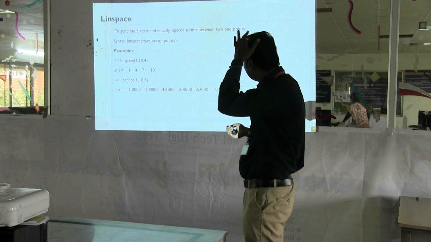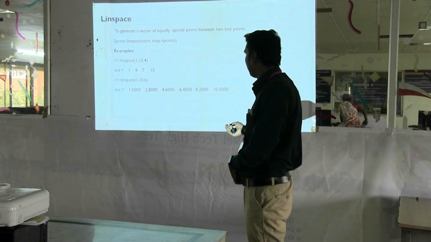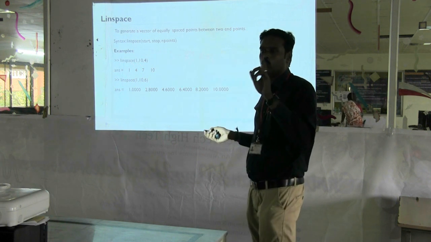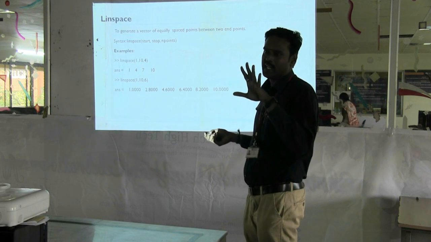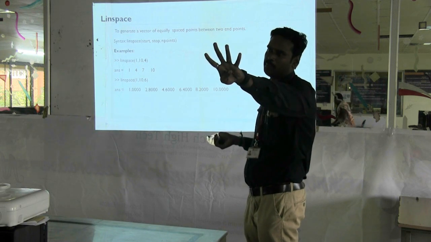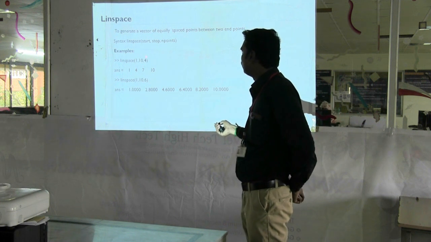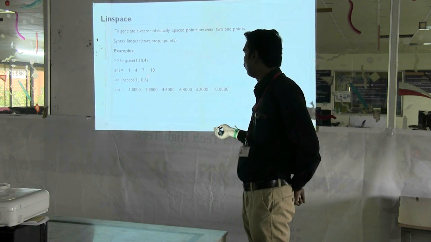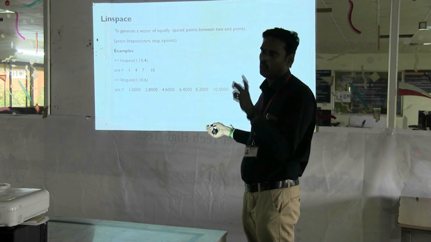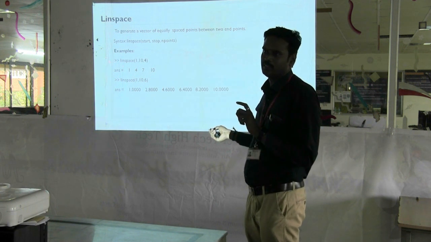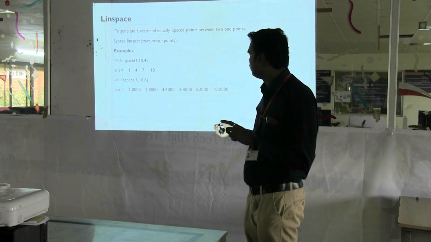What is linspace here? Actually 1 comma 10. From 1 to 10, I want to equally divide it into 4 parts, 4 values. Okay? So 4 equally divided parts here are 1, 4, 7, 10. From 1 to 10, equal intervals. Okay? For that purpose we are using it.